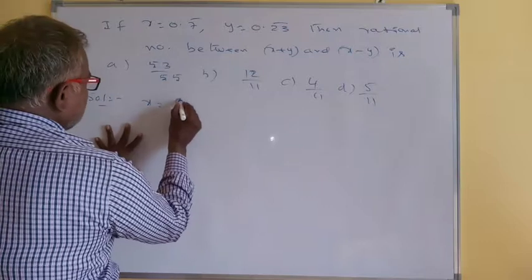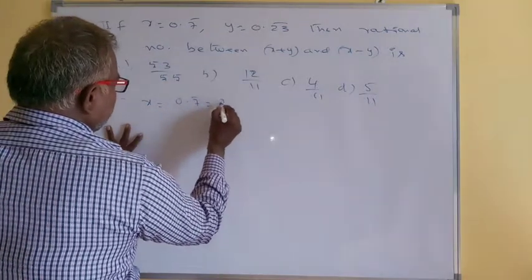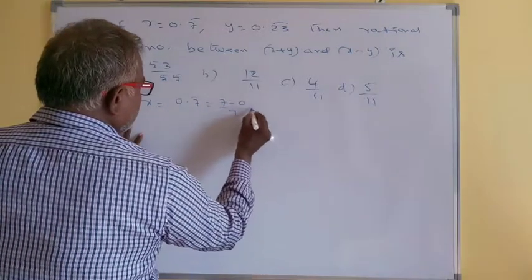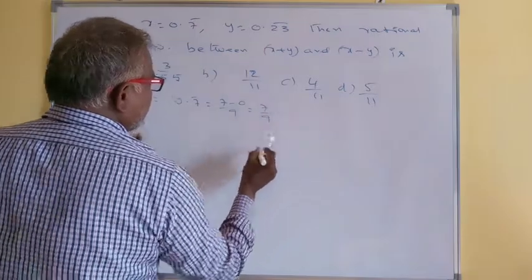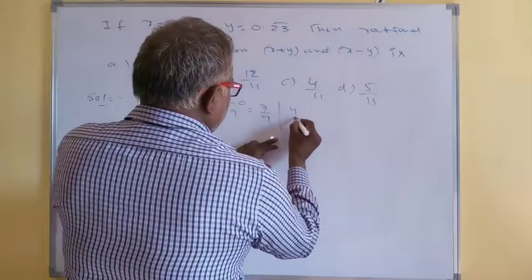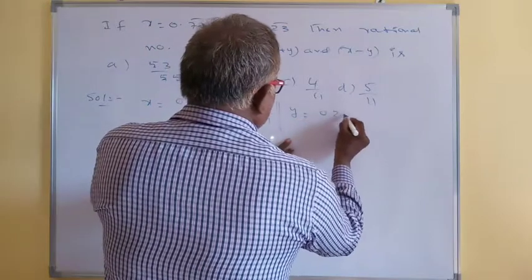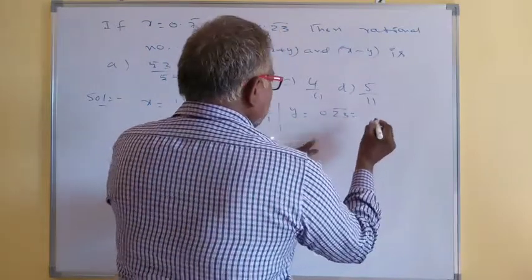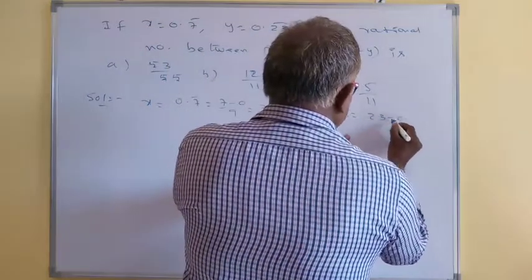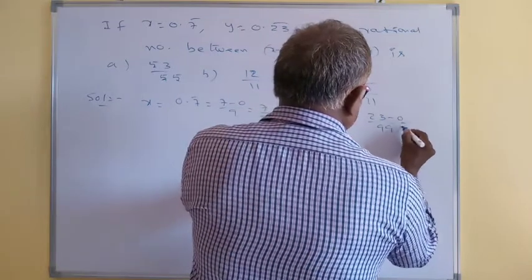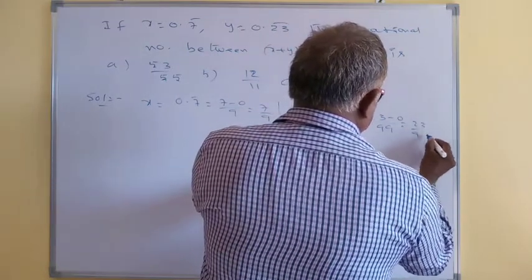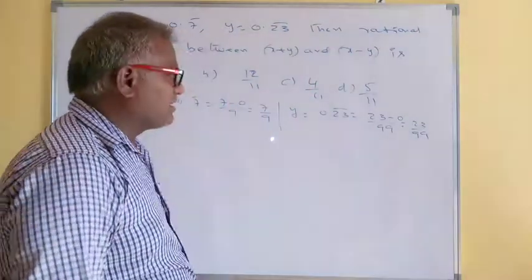So x is equal to 0.7 bar, that means 7 minus 0 by 9. This gives us 7 by 9. Next, y is equal to 0.23 bar, that means simply 23 minus 0 by 99. This gives us 23 by 99.